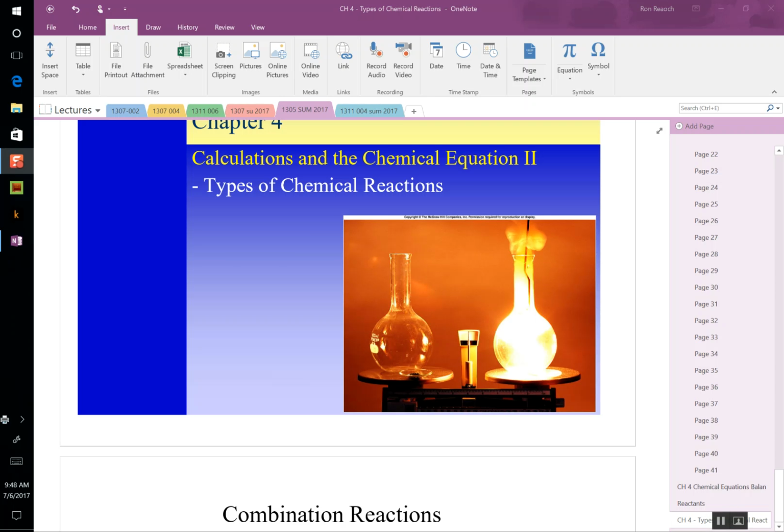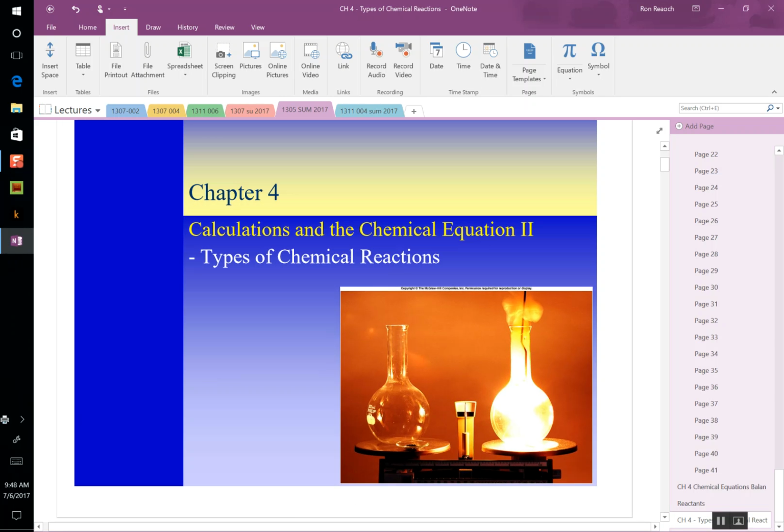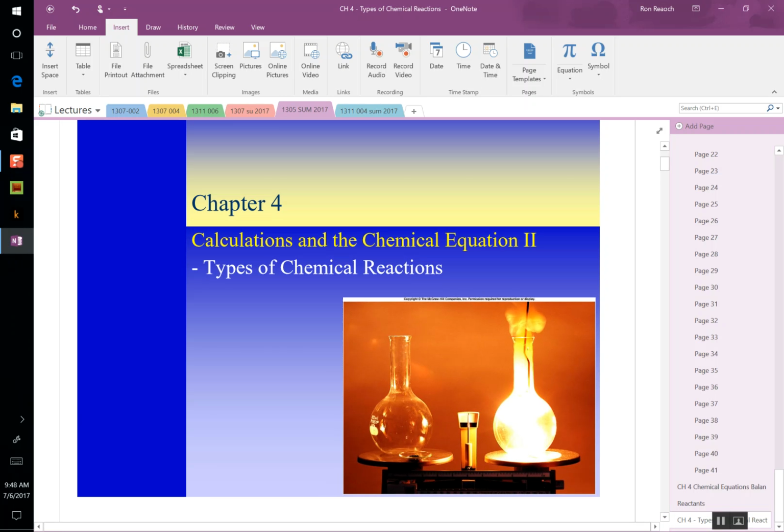All right, here's types of chemical reactions. There are a couple of different ways of classifying chemical reactions. We're going to use the most critical ones. And what you need to do on some of these reactions is just start seeing certain features that tell you what type it is.